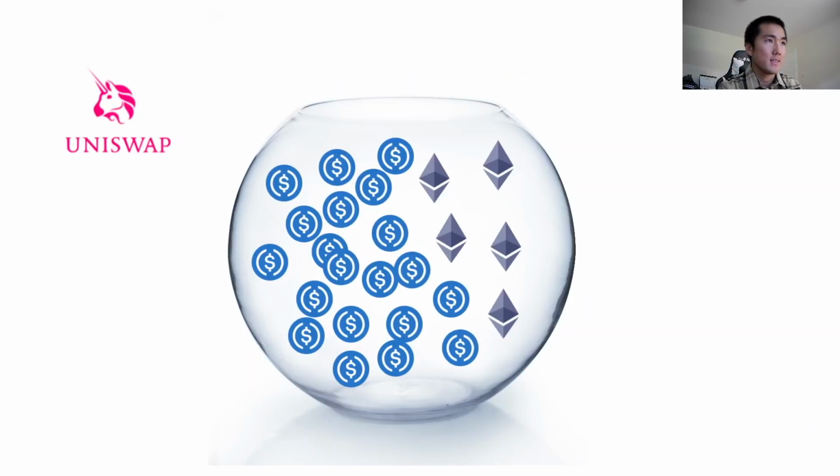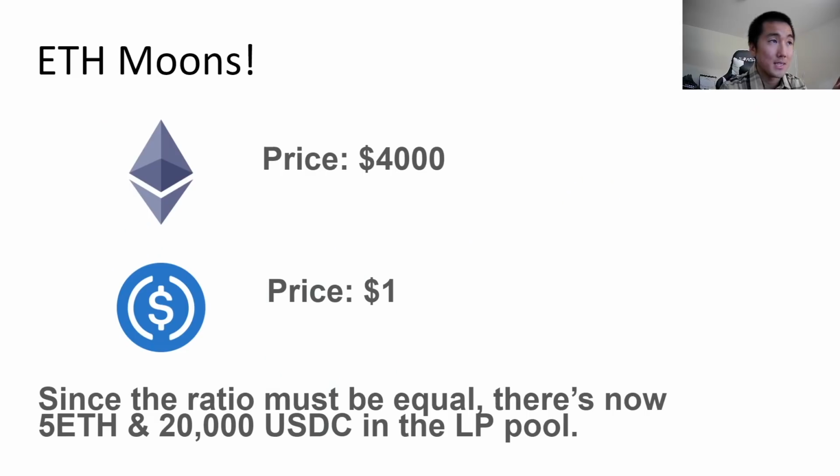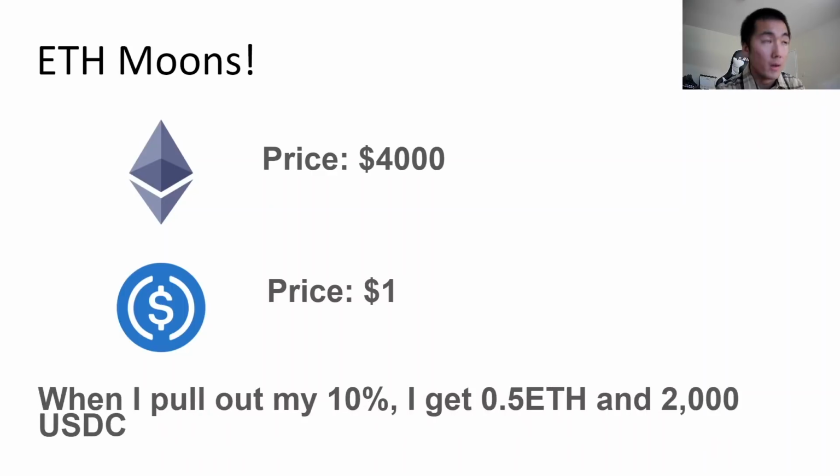In this case, it has to rebalance to less ETH and more USDC. And the ratio has to be equal, so it's going to be 5 ETH and 20,000 USDC in the liquidity pool, right? And so, you know, you hold ETH, you're happy.